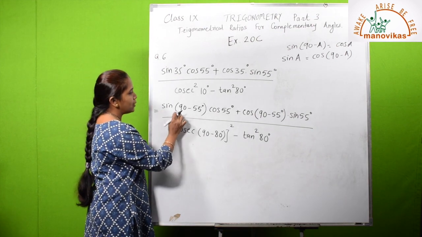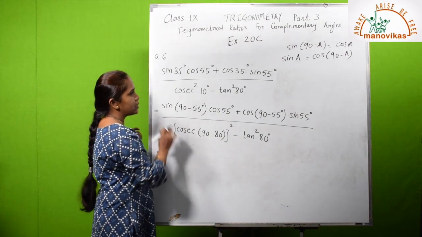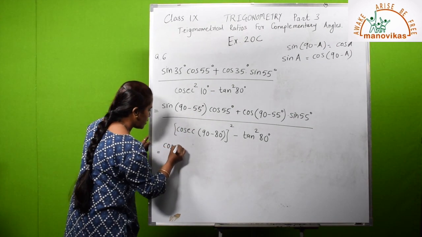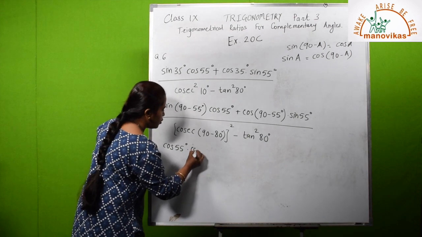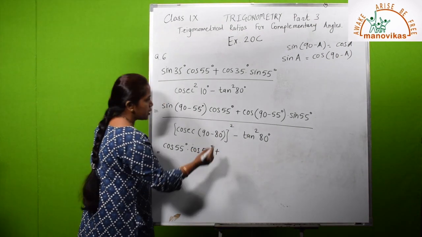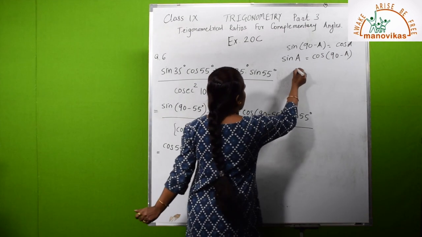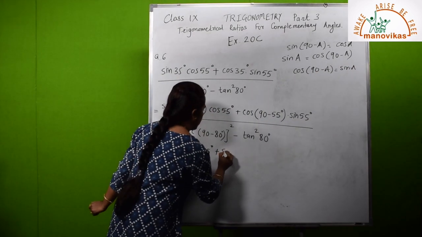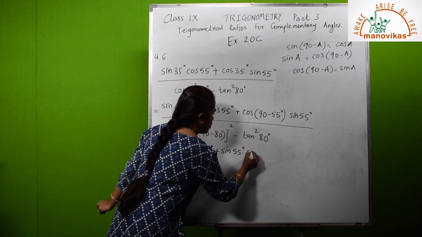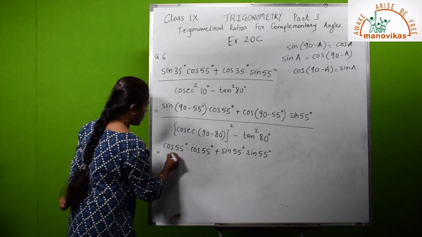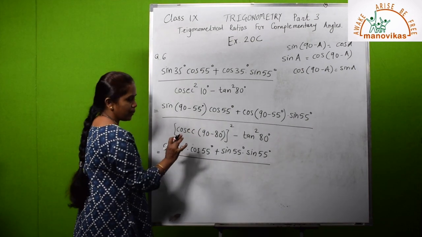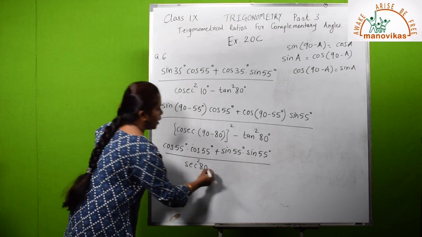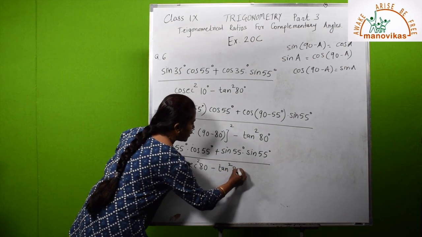Now what is the sine 90 minus A value? Sine 90 minus A is cos A. So here sine 90 minus 55 we can write as cos 55 degree into cos 55 degree, plus cos 90 minus A we can write as sine A. So here sine 55 degree into sine 55 degree, divided by cosec 90 minus A is sec A. So sec square 80 degree minus tan square 80 degree.